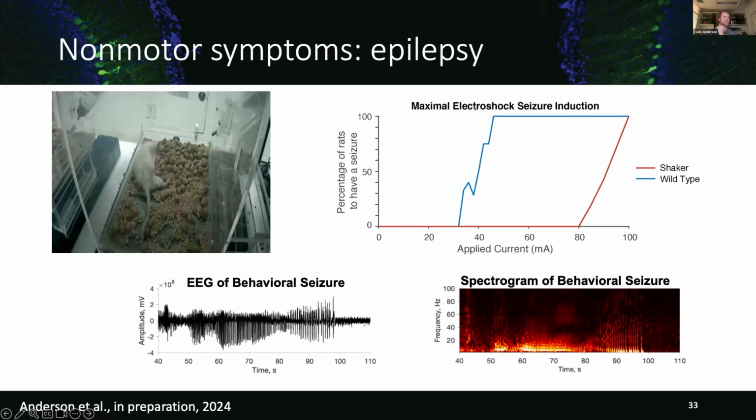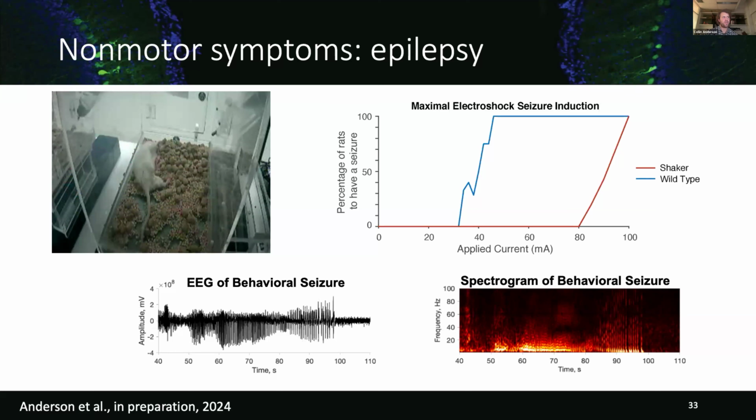So we tried something called maximal electroshock seizure induction, probably not thinking about it quite enough at first. There was some very old literature that supported the idea that perhaps it relied on the cerebellum to induce a seizure. So what we actually found was despite the fact that the Shaker rats had spontaneous seizures, the wild-type counterparts did not, we actually had about 2.5 times the threshold to induce a seizure via this method.